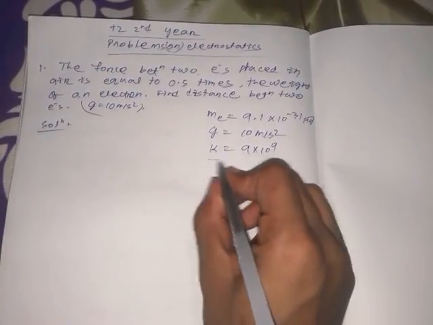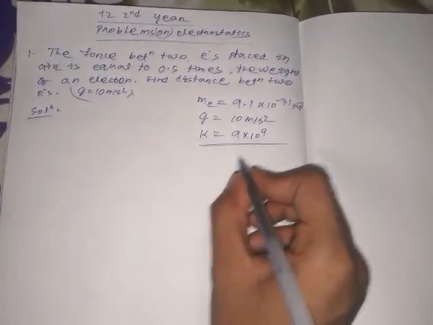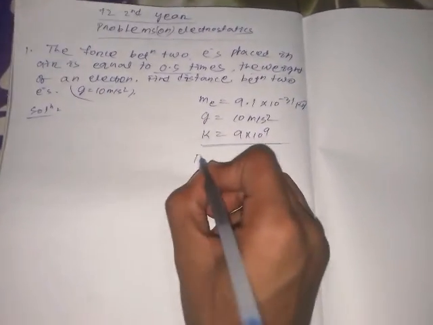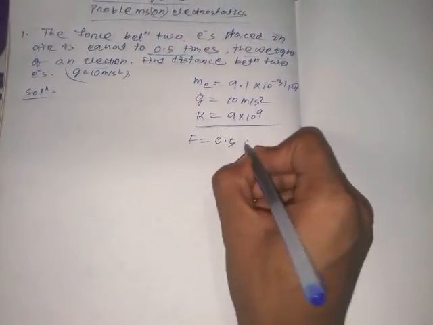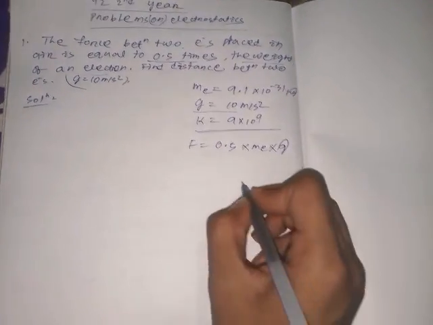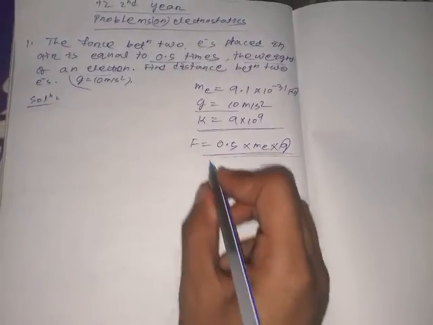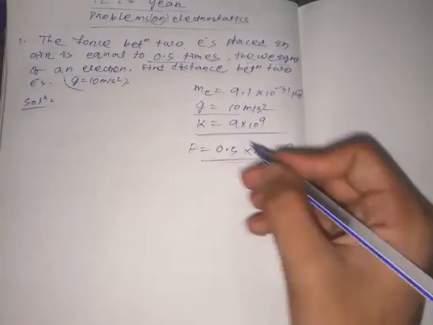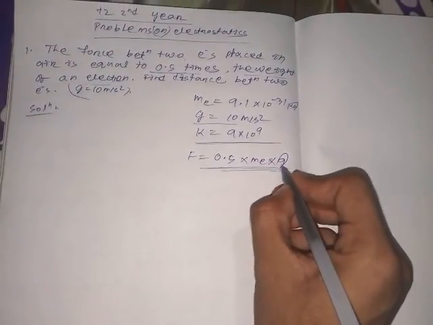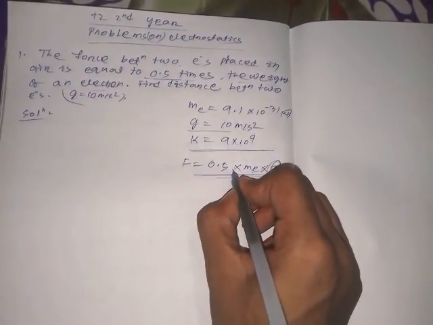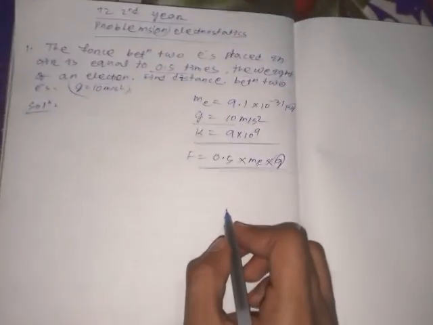We know this formula from Coulomb's law, and the force is given 0.5 times the weight of an electron. So F is equal to 0.5 into mass of electron into acceleration due to gravity. By multiplying we get the weight. Of any quantity, if we multiply the acceleration due to gravity with mass, we get the weight of that quantity.